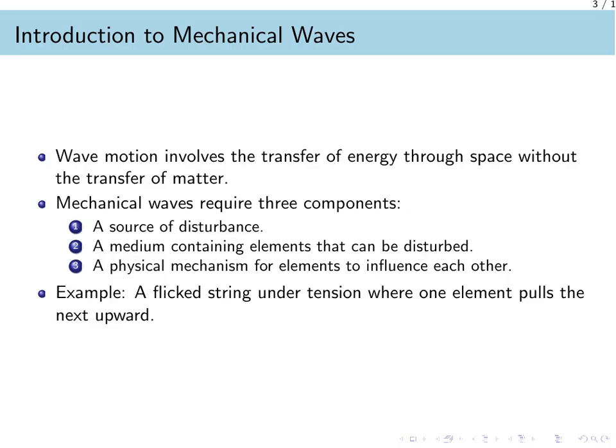First, there must be a source of disturbance. Second, we need a medium that contains elements capable of being disturbed. Finally, there must be a physical mechanism that allows these elements to influence one another. A classic example is a flicked string under tension. When you flick one end, you create a disturbance in the string medium, and the tension provides the mechanism where one element of the string pulls the next one upward, allowing the energy to travel.